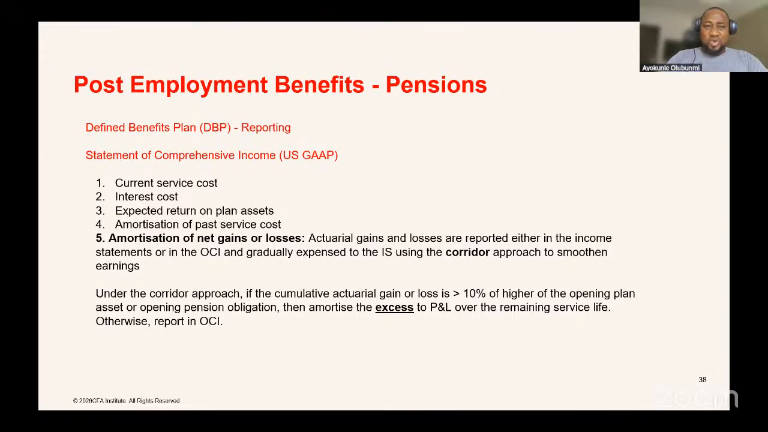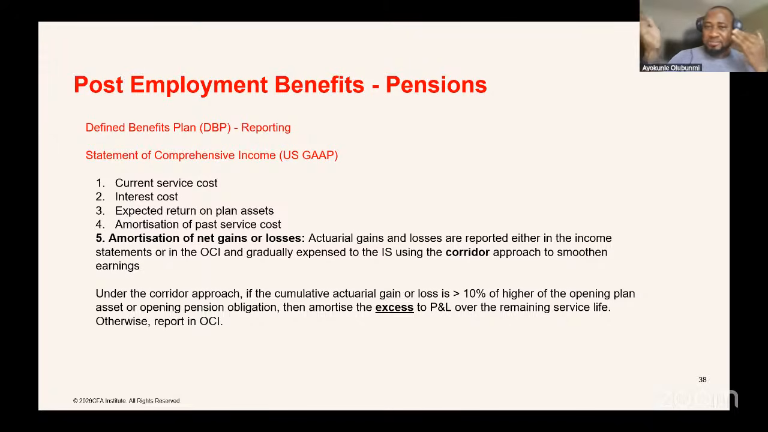Next is also amortization of net gains or losses. Now, actuarial gains and losses, remember that under IFRS, they stay in remeasurement in your OCI permanently. But here, under US GAAP, you have two choices. You can either take them to the income statement and expense them at once, or you can gradually expense them in the income statement using what we call the corridor approach.